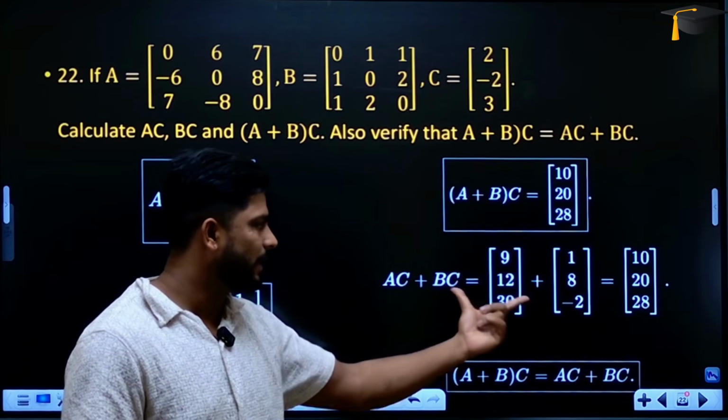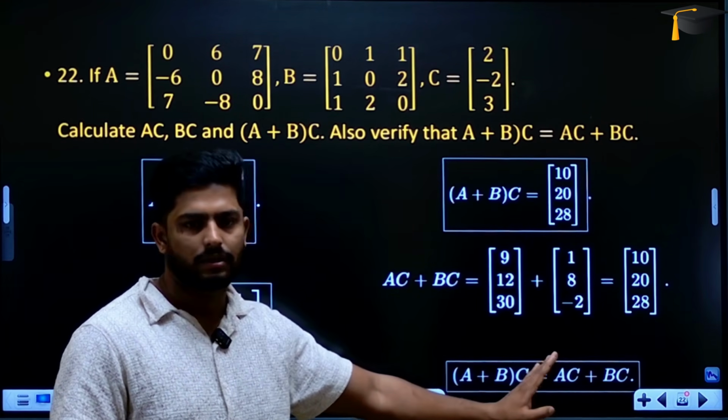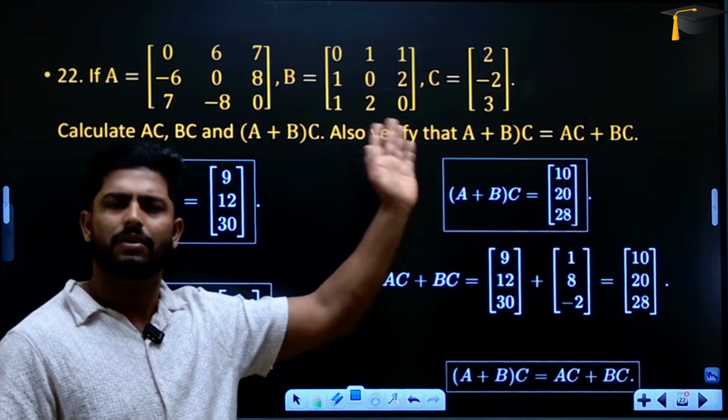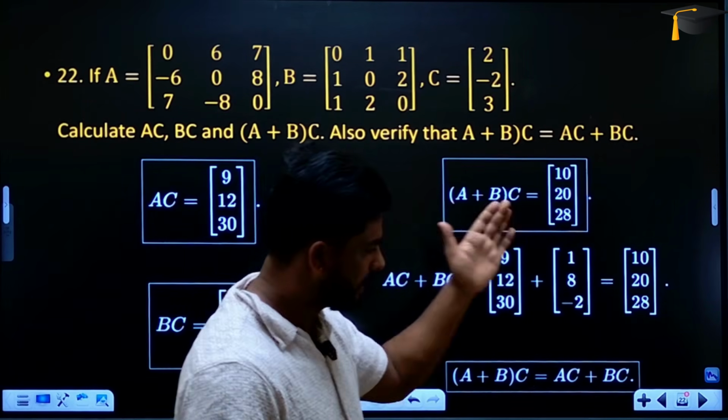Okay, and I've added all of them, and this is equal to this. Okay, this is also 5 markers, very simple. See, if you attend, you can attend this. Okay.